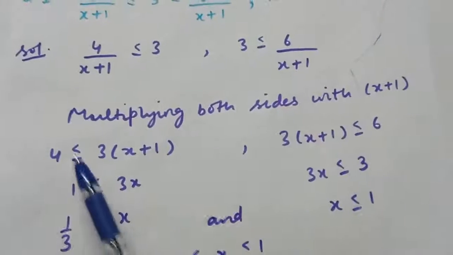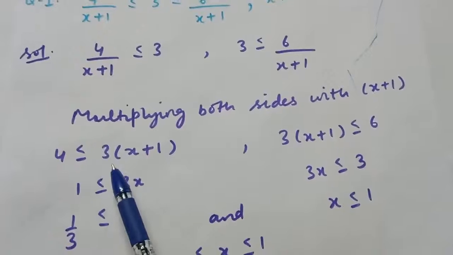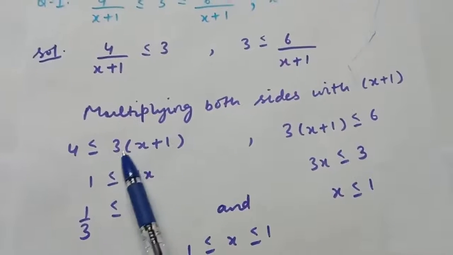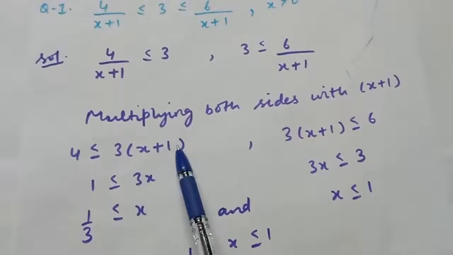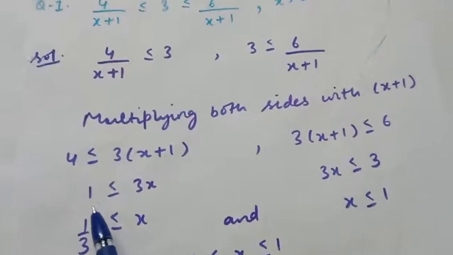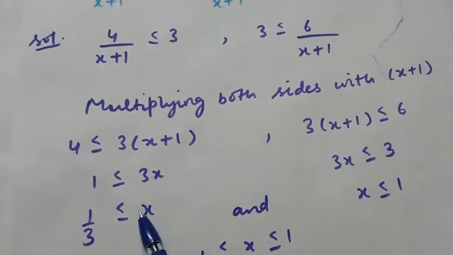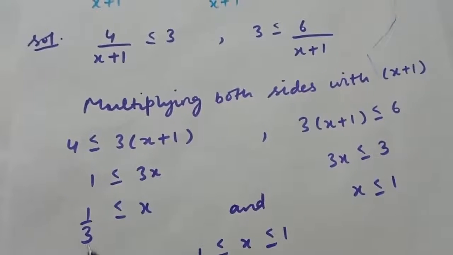So you will get 4 is less than or equal to 3 into x plus 1. Solving, this will be 3x plus 3, taking this 3 this side. So 1 is less than or equal to 3x, and therefore x is greater than or equal to 1 upon 3.